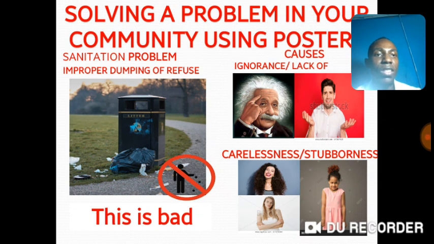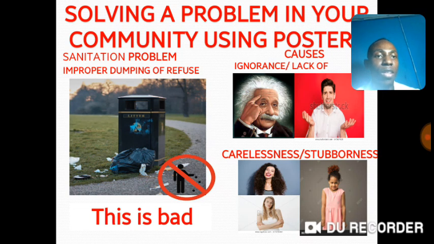Causes: ignorance and lack of education. Some people ignorantly do these things because they lack education, and so they need to be educated on the problems or the effects that such actions or acts bring upon our society or community. And so out of ignorance or lack of education, some people commit these acts or offenses.